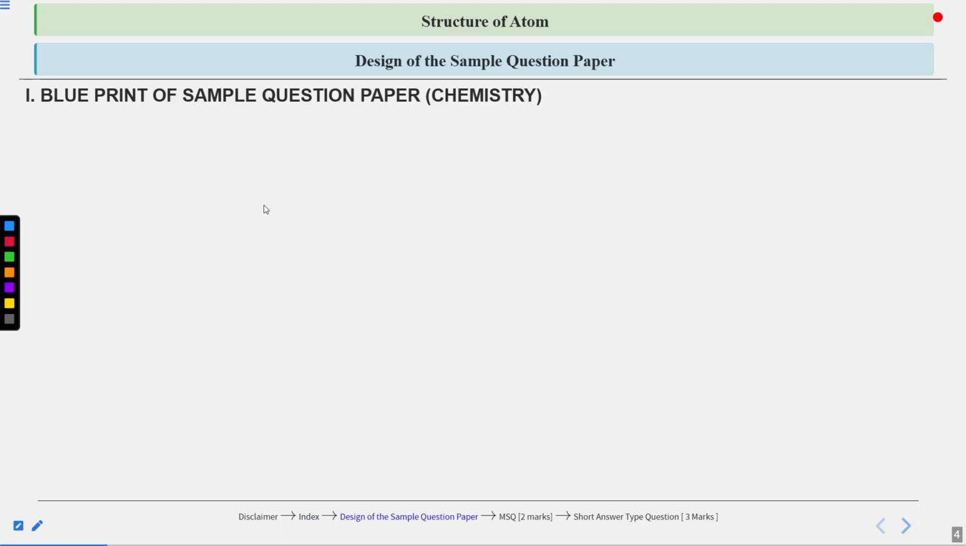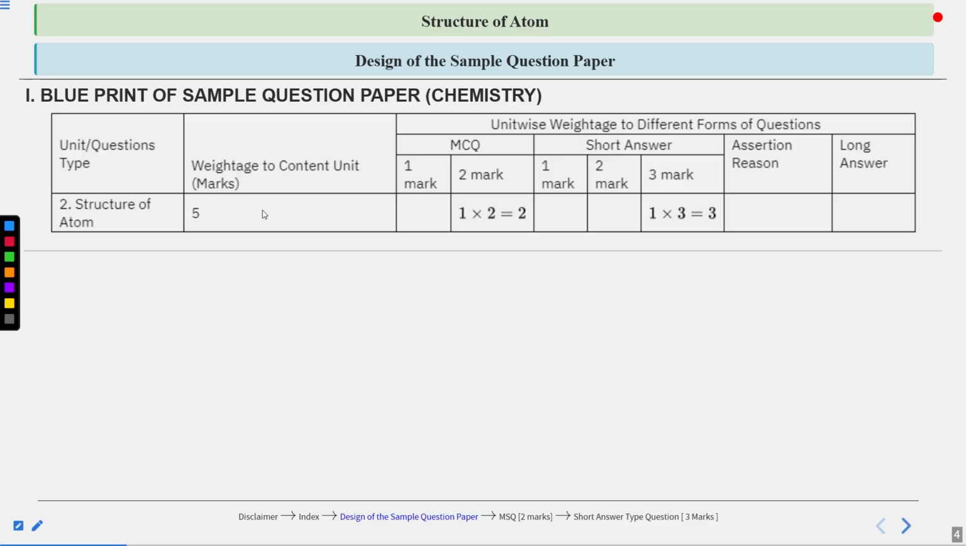Then in this design of the sample question paper, we will first talk about the blueprint. So from structure of atom, we are asked questions of 5 marks where there is one MCQ having 2 marks and there is a short answer question which is having 3 marks.